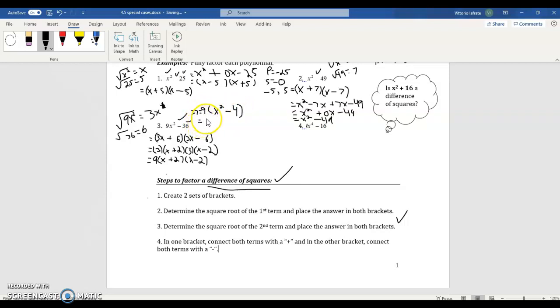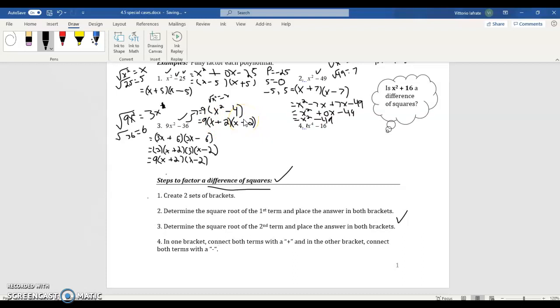You would have noticed that your first term is a perfect square. If you do the square root of your first term, the square root of x squared would give you x. So you could write x over here and x over here. And your last term is a perfect square as well. The square root of 4 is 2, so you would put 2 and 2 here. And then put your plus here and your minus here. And you would have had the same answer.